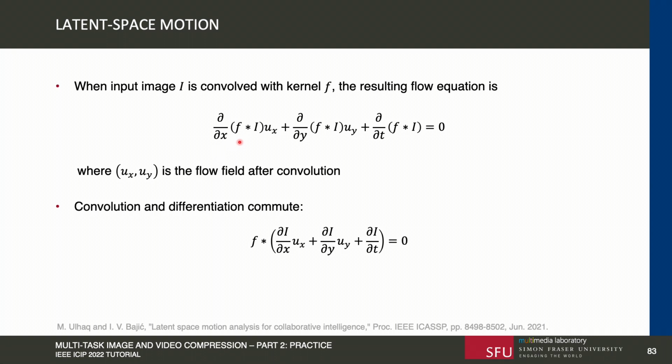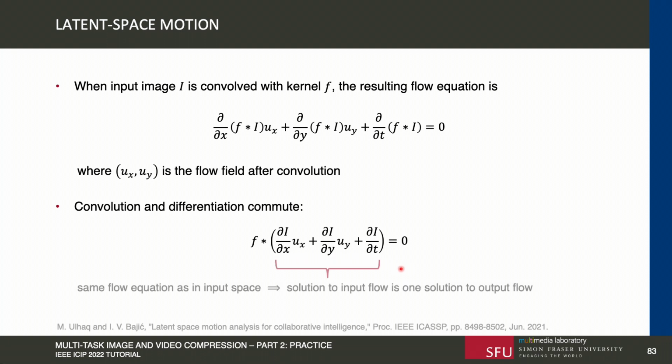Now, if we realize that convolution and differentiation are both linear operations and they commute, we can rewrite this PDE like so. Just pull the convolution kernel out, and we see that what remains in the bracket here is in fact the same flow equation that existed for the input image, because it only now involves I, not I convolved with F.